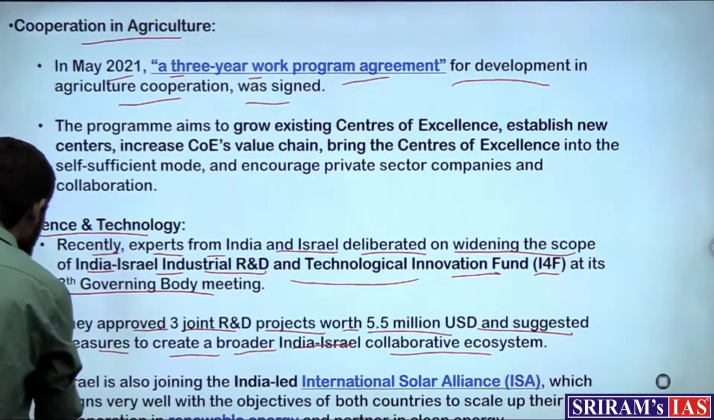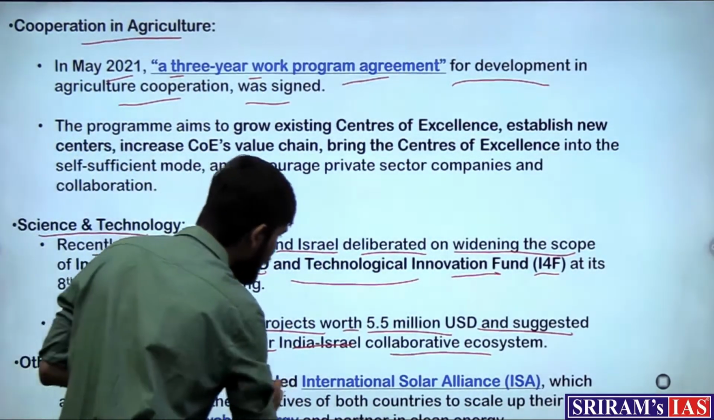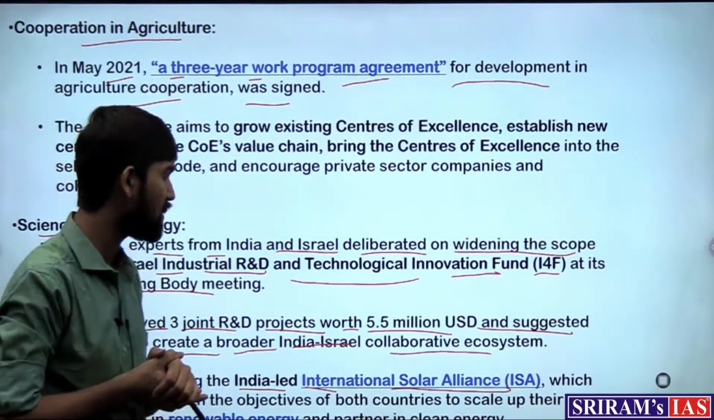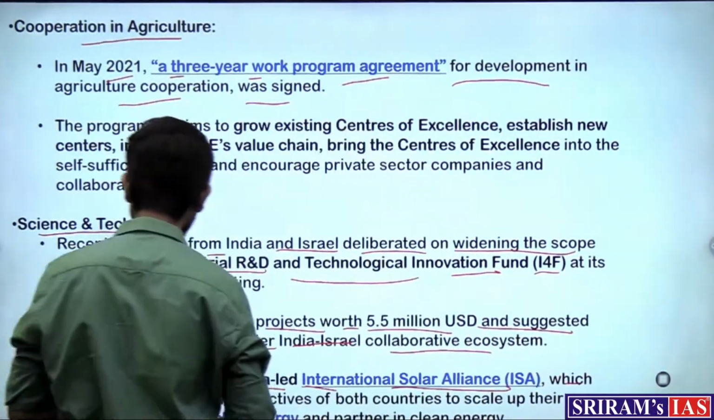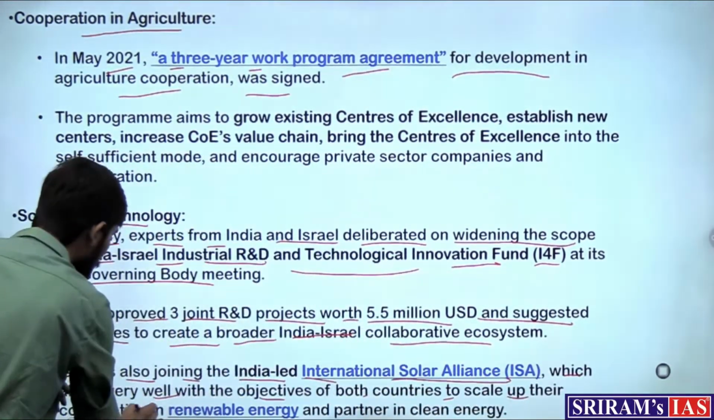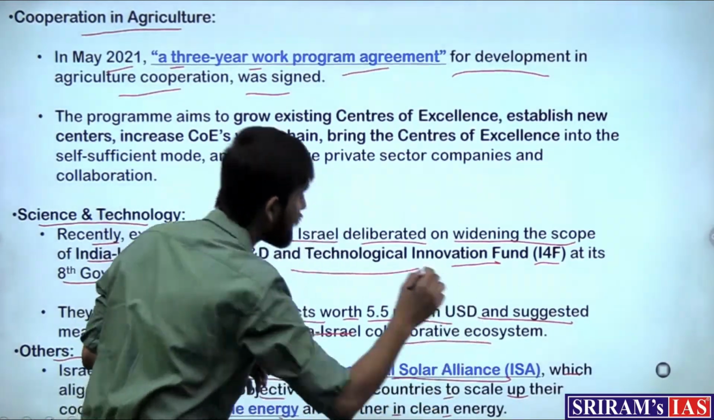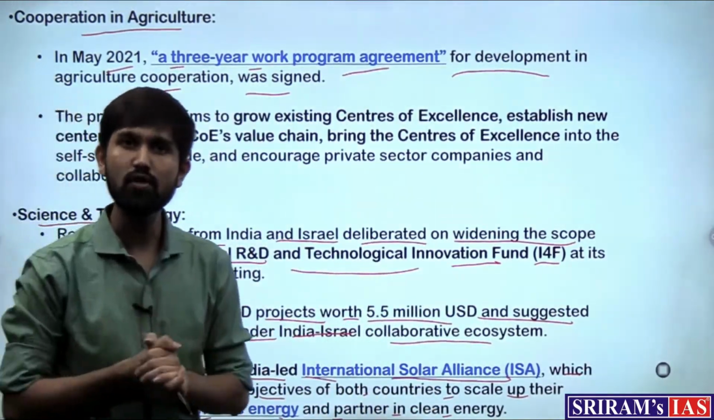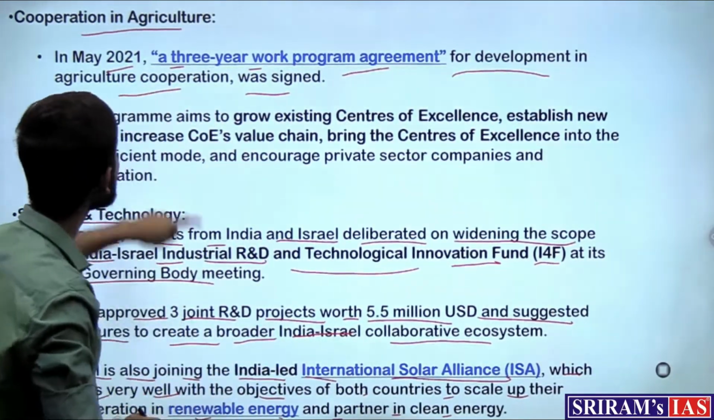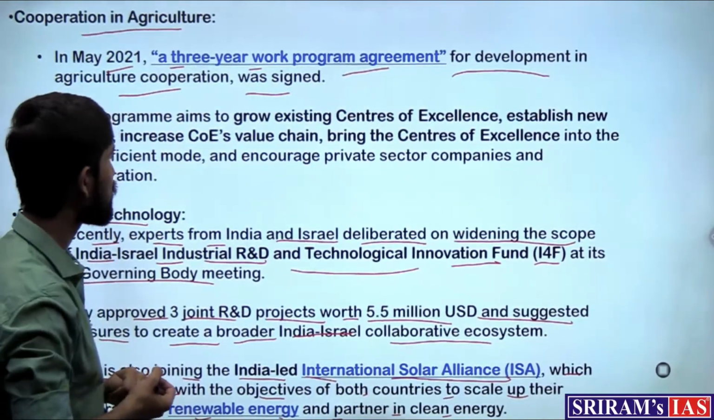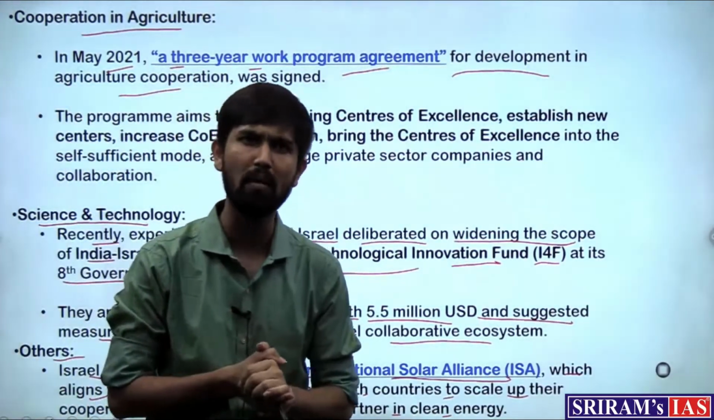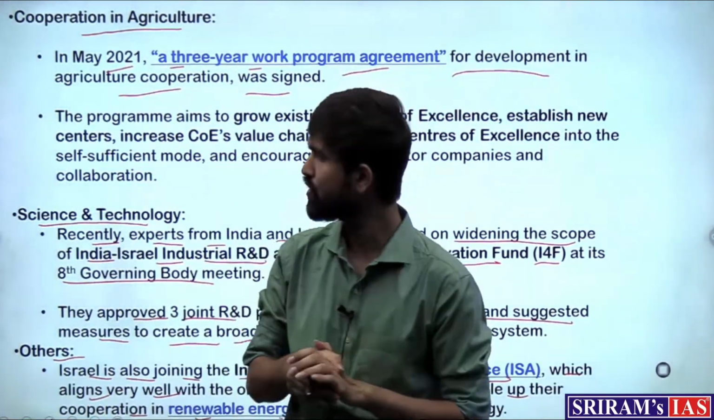And in other areas, Israel is also joining the India-led International Solar Alliance, right? We know that the International Solar Alliance is an initiative spearheaded by India, in which Israel has shown a lot of interest, which aligns very well with the objectives of both countries to scale up the cooperation in renewable energy and partner in clean energy. So we can see that the areas which converge for India and Israel are commercial relations, defense relations, agriculture, technology, which involves research and development, and renewable energy, right? These are the areas which we broadly need to remember and look at when we look at India-Israel relations, right?